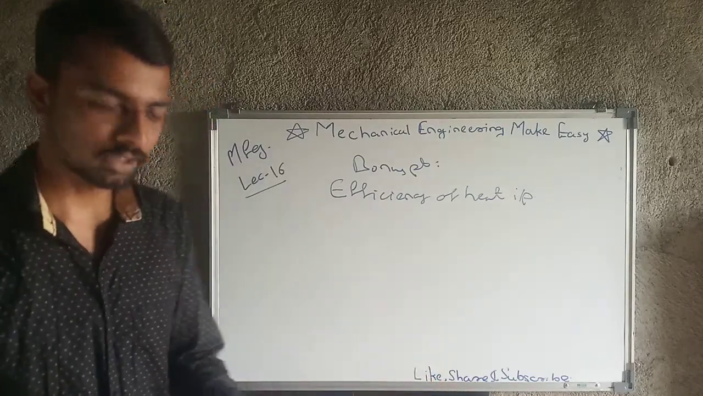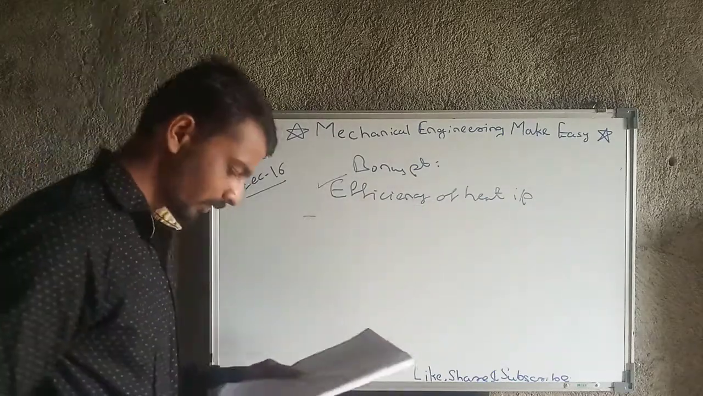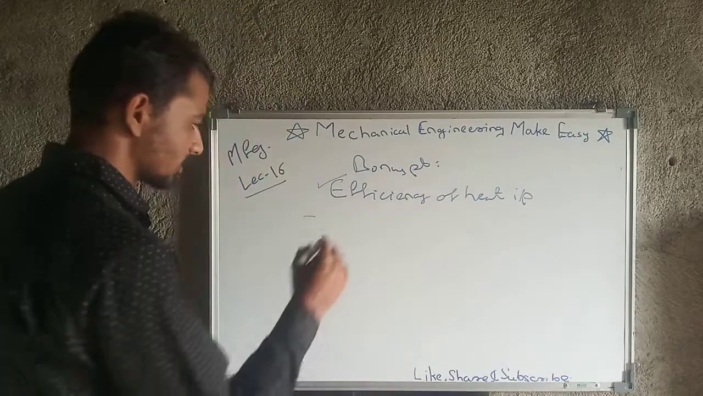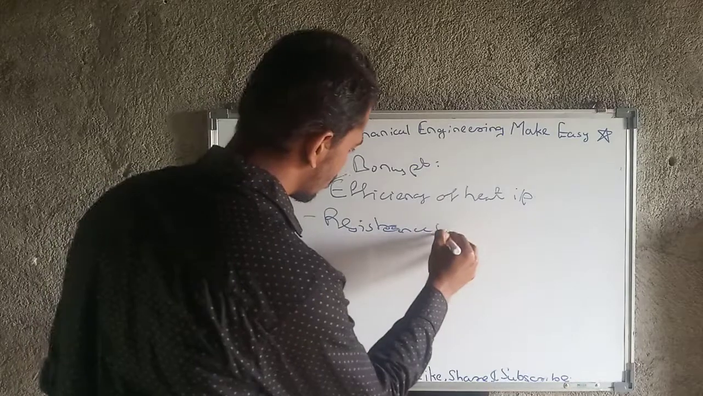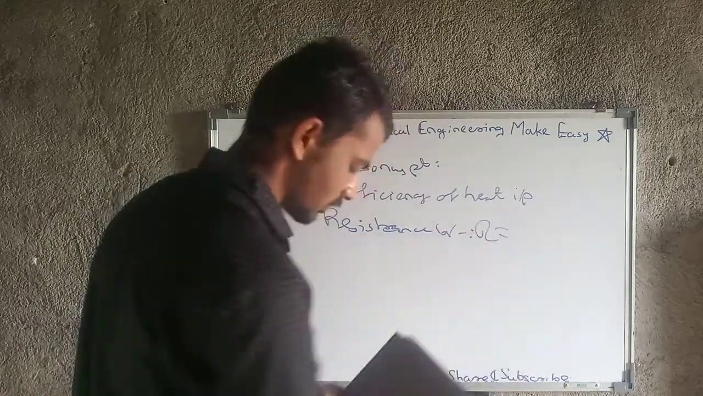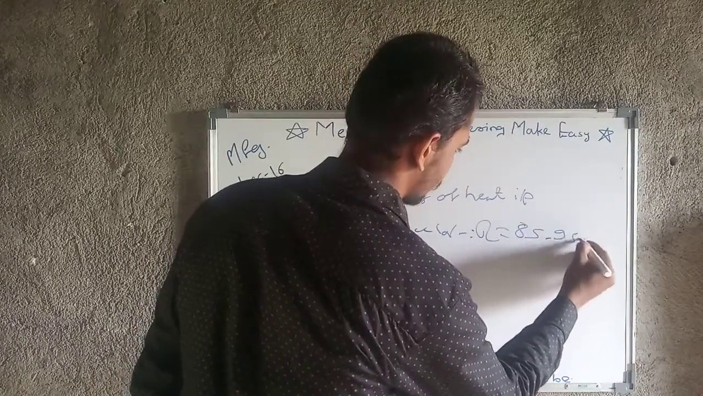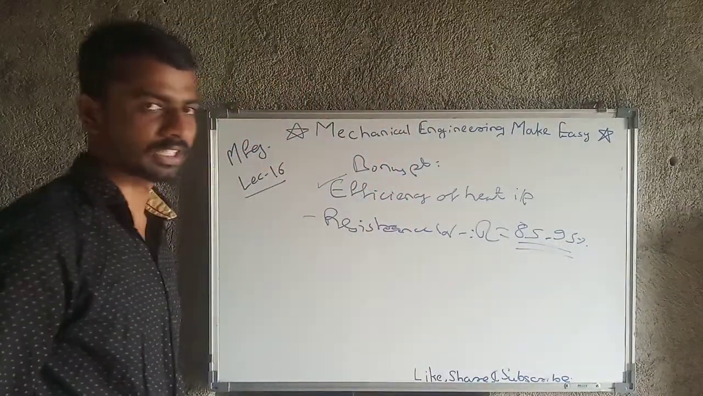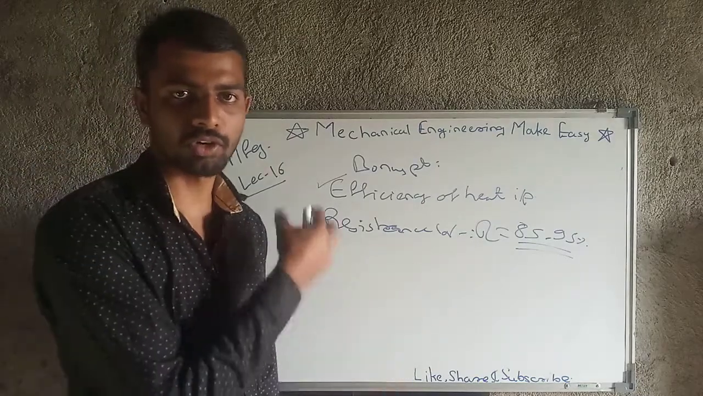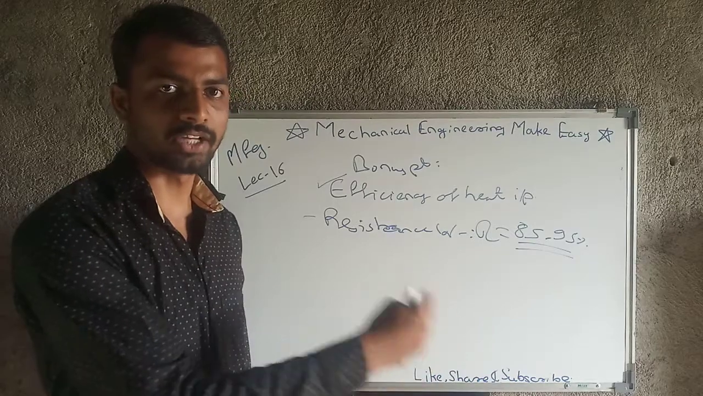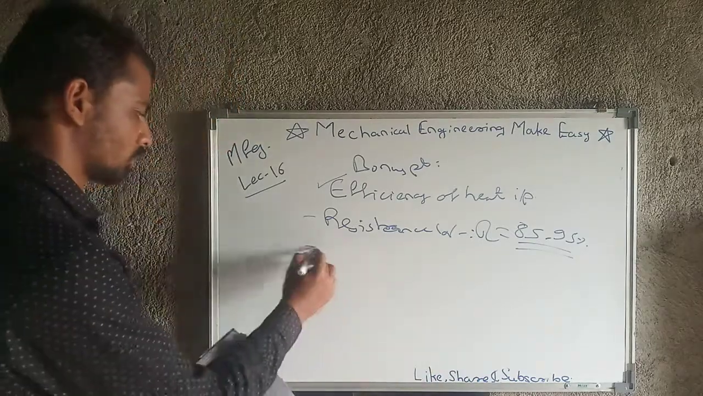So those losses we are going to take care of with efficiency of heat input. For resistance welding, that efficiency will vary from 85 to 95%. So this process is very efficient, meaning from those 100 joules, 85 to 95 joules will be used for our welding action, and the remaining 5 to 15 joules of heat will be lost.